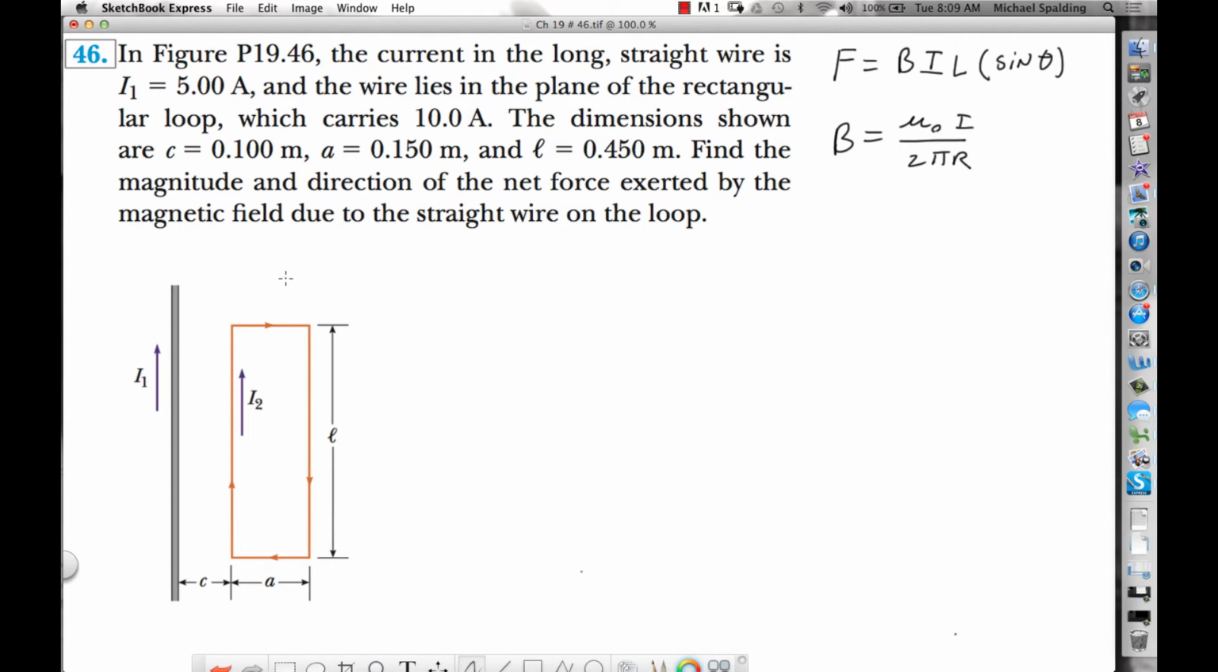Okay, number 46. This problem has it all. You're going to be using both of the major ideas in chapter 19. Now, what are the two major ideas in chapter 19? The two major ideas are, number one, what do magnetic fields do? They exert force on moving charged particles.